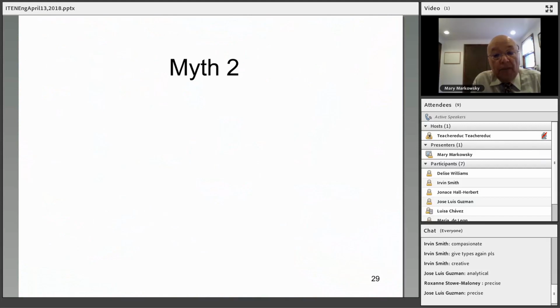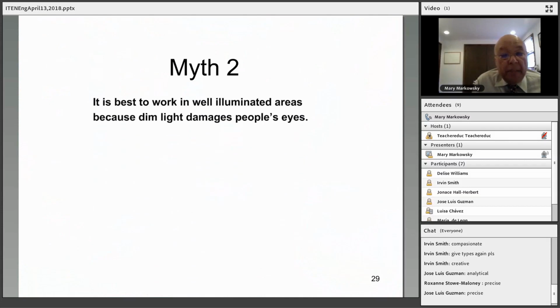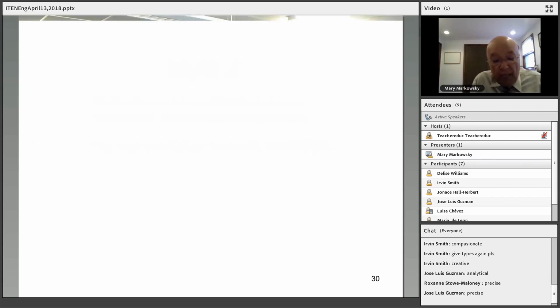That's a different classroom. Myth 2. It is best to work in well-illuminated areas because dim light damages people's eyes. The need for bright or dim light is biological. There are strategies in the classroom to work with these types of things for the students that we do during the training and we show the teachers.